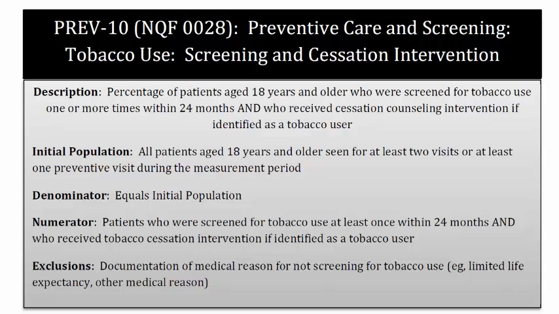The numerator is patients who were screened for tobacco use at least once within 24 months and who received tobacco cessation intervention if identified as a tobacco user. The only exclusion is if there is a documented medical reason for not screening the patient for tobacco use.